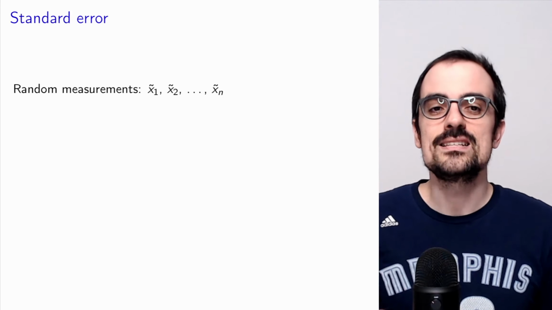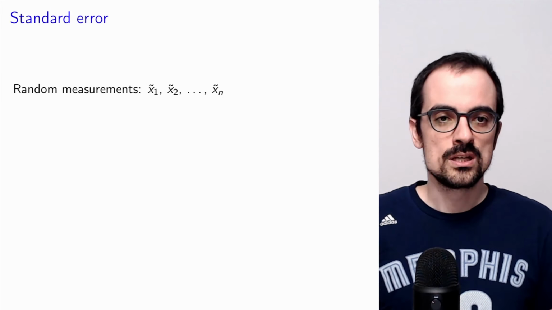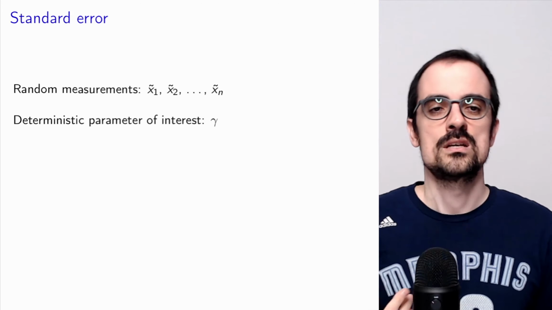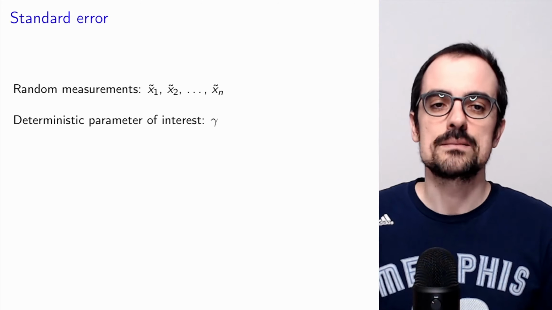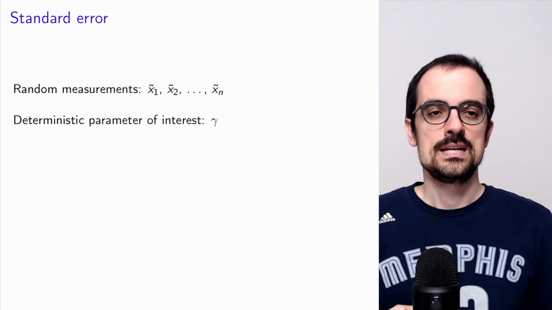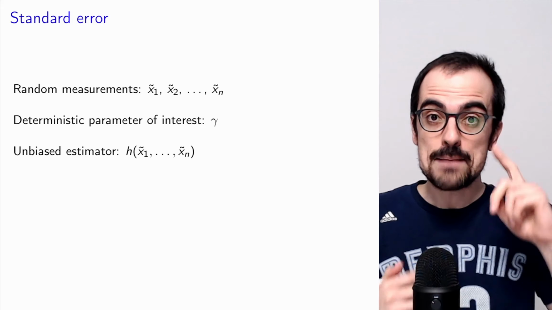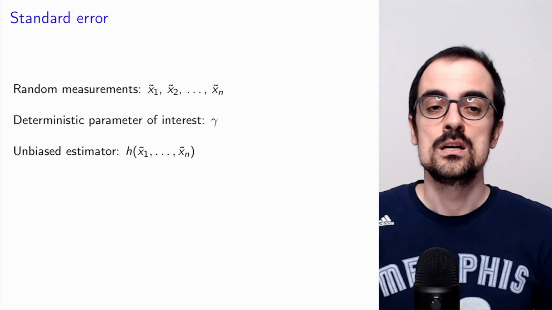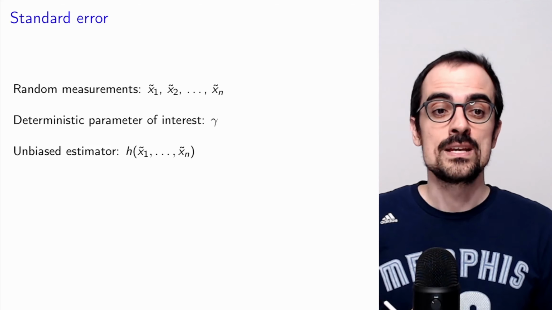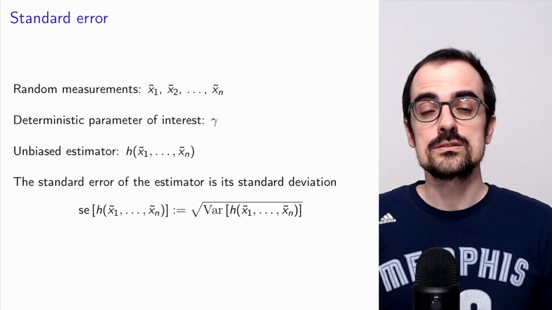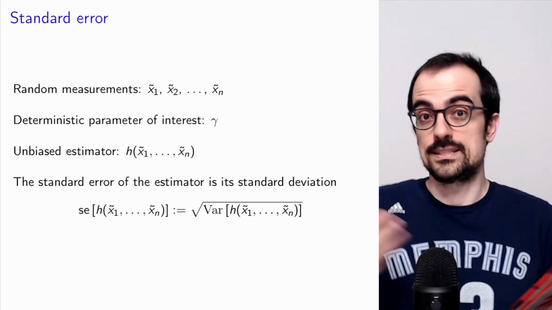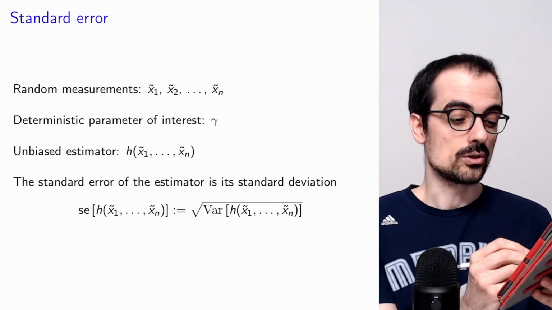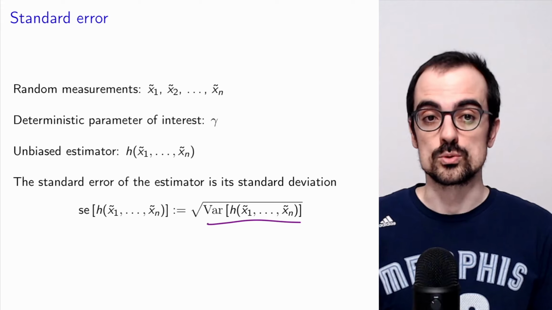And this is precisely what the standard error measures. So we have n random measurements, and we're trying to estimate a deterministic parameter of interest, gamma. The standard error of an unbiased estimator, whose distribution is centered exactly on gamma, is its standard deviation. Okay, so the variance of the estimator, square root.